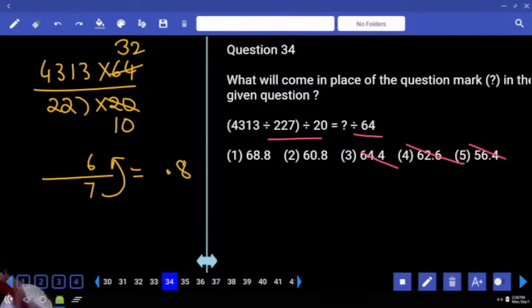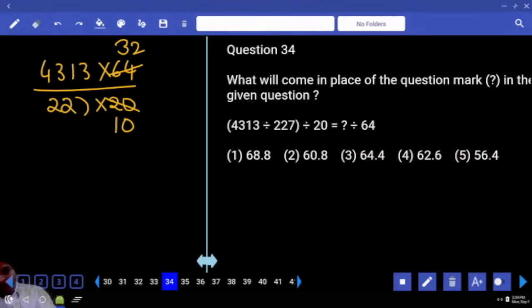We have to calculate. I verified whether it can be a 3 multiple or 9 multiple, something like that. There is no such option available here. Okay, now. 227, 19 ones.